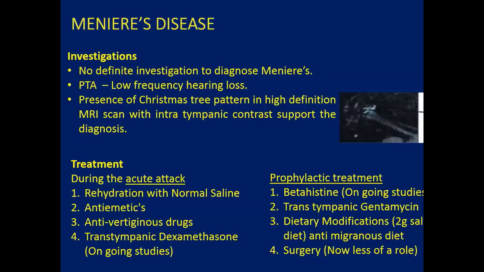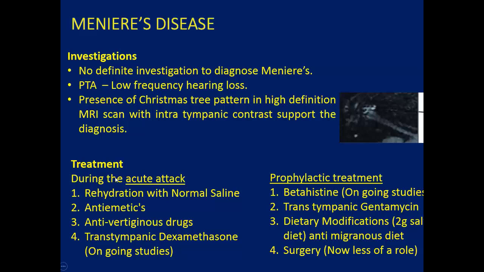So Meniere's disease, how do we investigate? There is no definite investigation, but we can do an audiogram. PTA is the audiogram; there can be deafness in that. And then this is a Christmas tree you can see, and in the cochlea also there is a Christmas tree pattern. This is when we give contrast into the middle ear. You know it's not easy to give contrast media into the middle ear, so we don't do this test in the clinical setting, but we do an audiogram, and low frequency hearing loss mimics this condition.